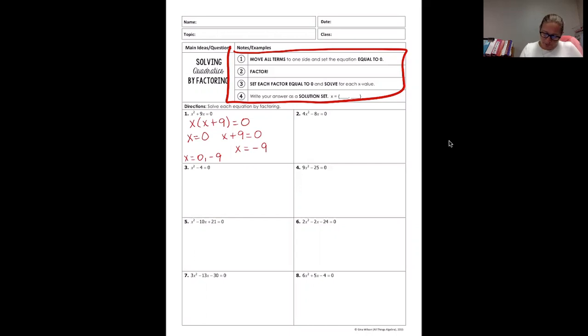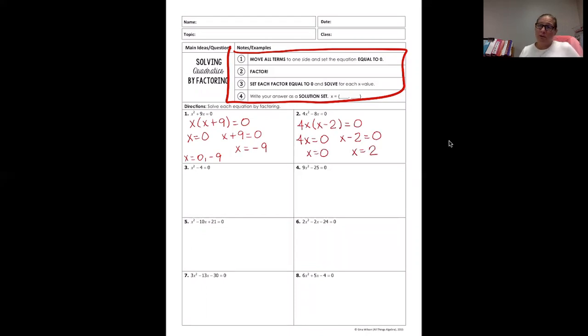Problem number 2 is another greatest common factor. This time we're taking out a 4x. What's left is x minus 2. Again, we were able to start at step 2, set each factor equal to 0, and x equals 0, and x equals 2.